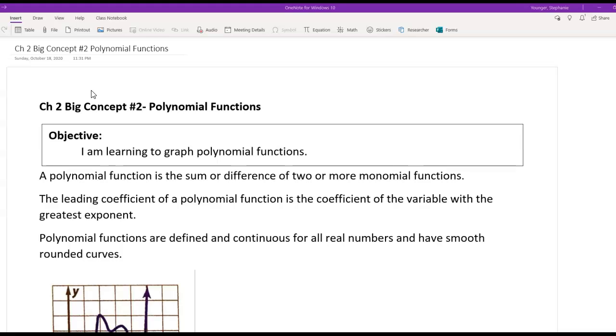Today we're looking at Chapter 2, Big Concept number 2, and we're actually talking about polynomial functions. So our objective: I am learning to graph polynomial functions.